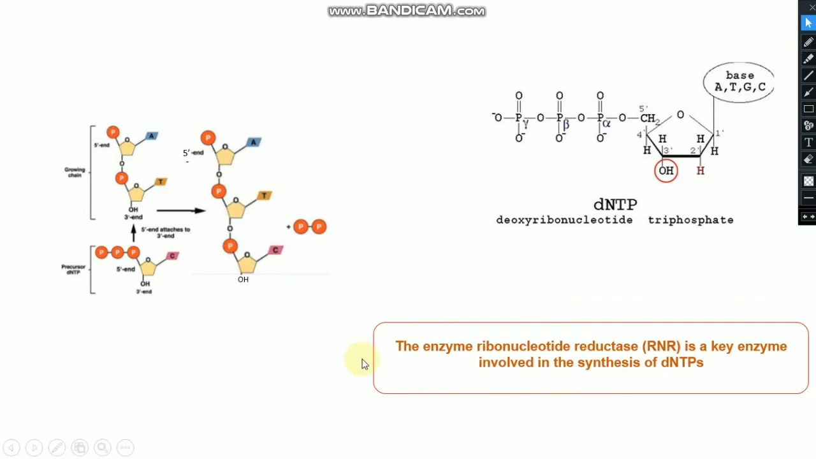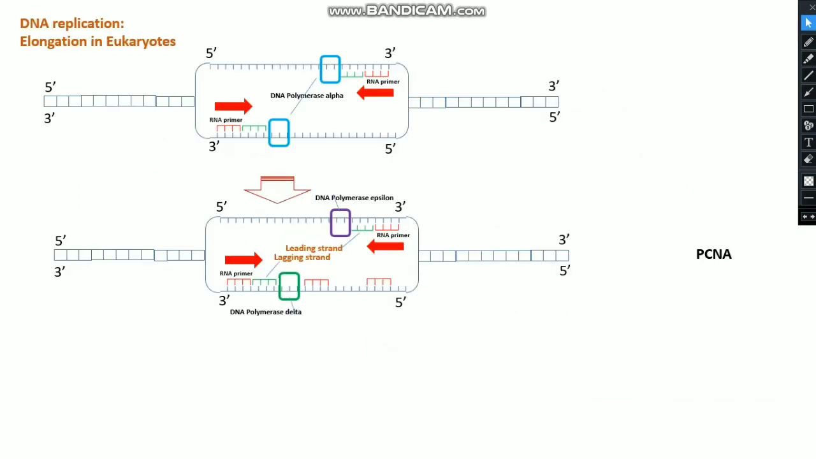Sorry, another important thing I want to mention here is that the enzyme ribonucleotide reductase is the key enzyme that supplies the dNTPs. The role of this enzyme is to synthesize dNTPs that are required for adding nucleotides in DNA replication. So we are here, where DNA polymerase delta and DNA polymerase epsilon start synthesizing the strand by adding nucleotides one by one, right?